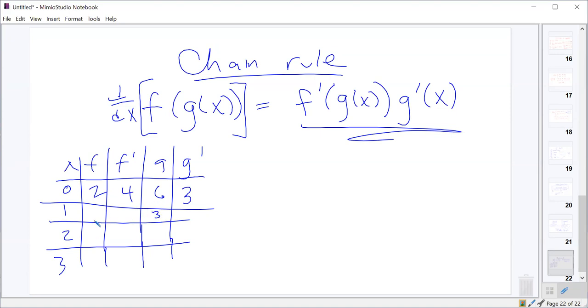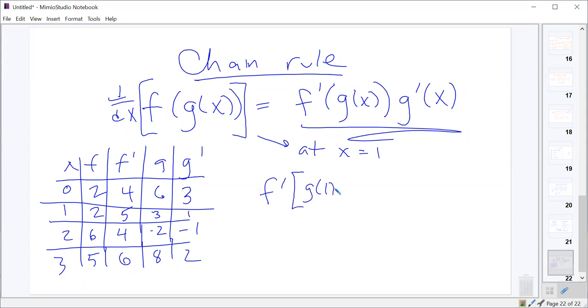Let's see, we'll put a 3 in there and we'll put in a 2 and a 5 and a 1 and a 6 and a 4 and a -2 and a -1 and 5, 6, 8, 2. Some chart like that. And they might say, what is the derivative of this at x equals 1, right? So if they ask you, what's the derivative of this at x equals 1, you can just go straight to this formula. It's f prime of g of 1 times g prime of 1.